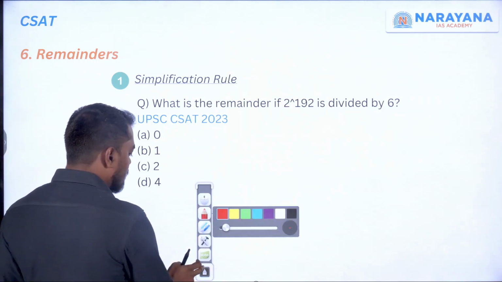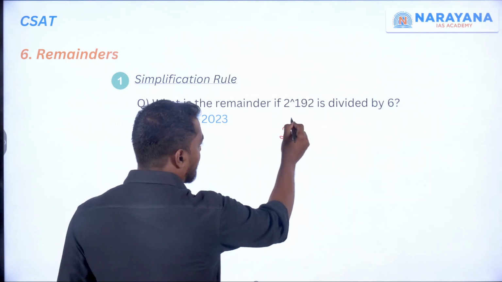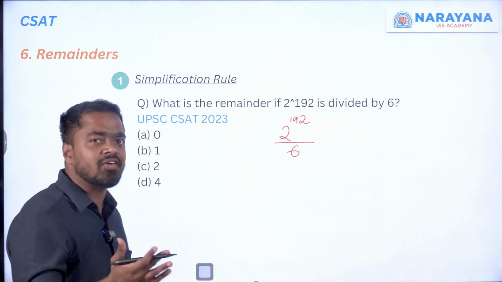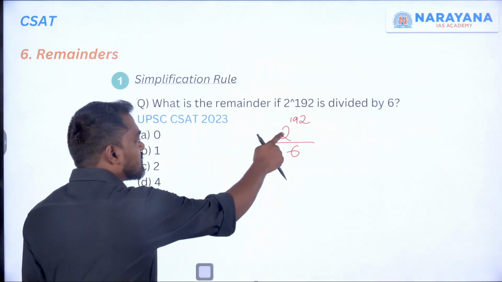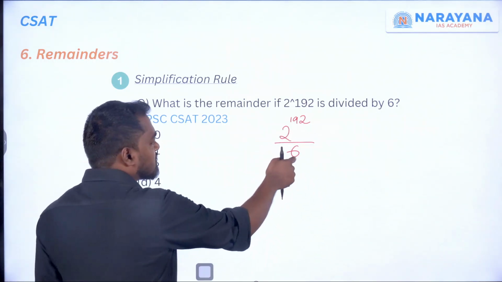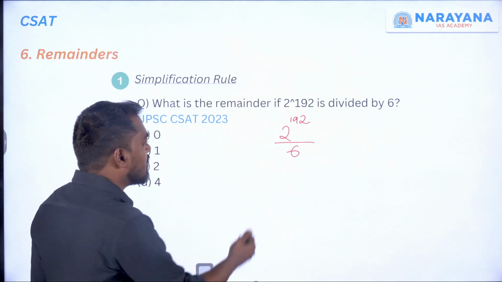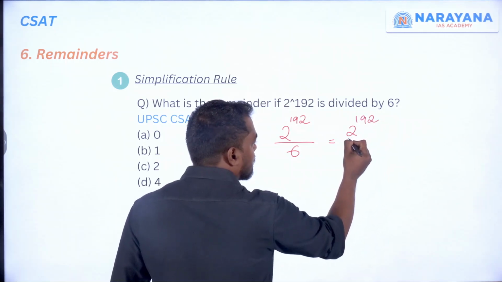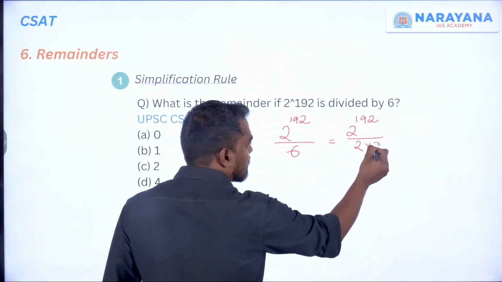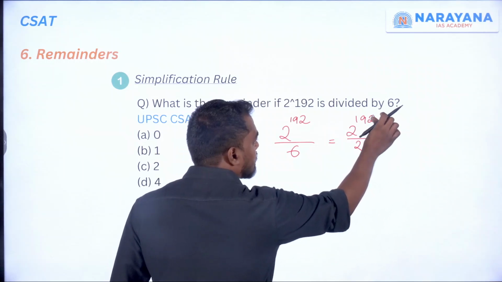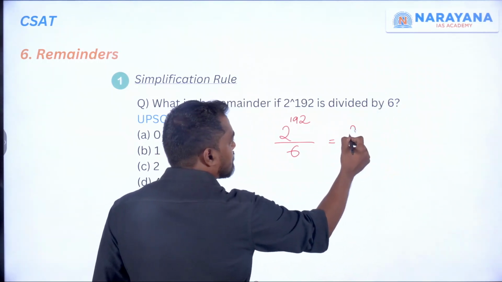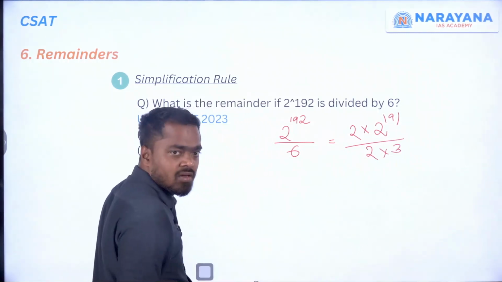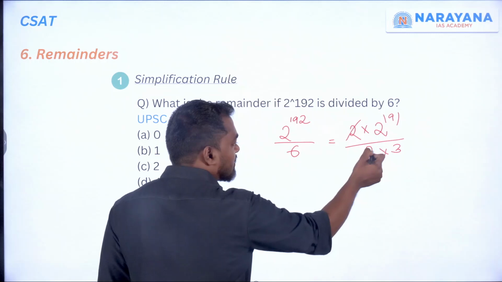Okay, let's solve this one. What is the given expression? 2 to the power 192 divided by 6. What is the first step you have to do? Check whether any common factor is there or not. 2 to the power 192, and 6 is also divisible by 2, so take out 2 first. 2 to the power 192 divided by 2 into 3, so this can also be written as 2 into 2 to the power 191 divided by 2 into 3. 2 is common in both numerator and denominator, take it out.